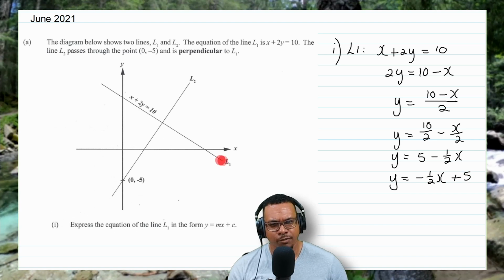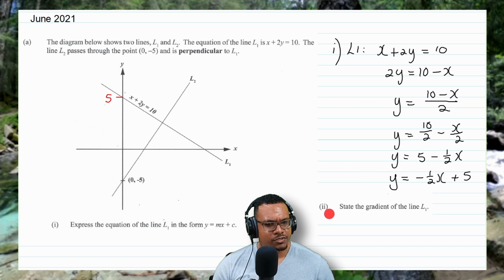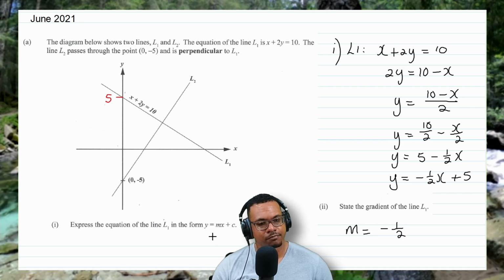So what does that tell us about L1? The gradient is negative a half, and the y-intercept up here would be 5. So let's put it in here that this point would be positive 5. All right, that's because the y-intercept here is positive 5. All right, so part 2, they just want us to state the gradient of line 1. And as I said, this negative a half x is mx, so negative a half is your m. So this is the gradient of line 1. All right, so let's put m is equal to negative a half, and that's the answer.